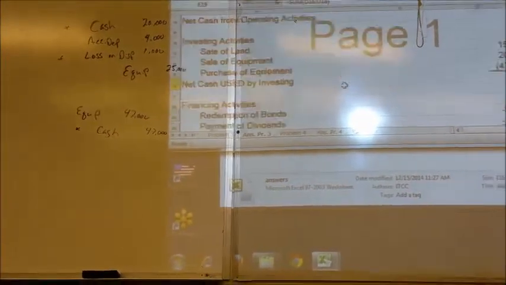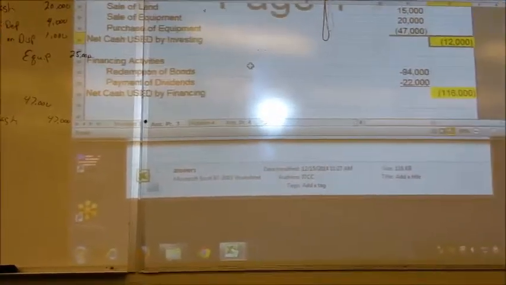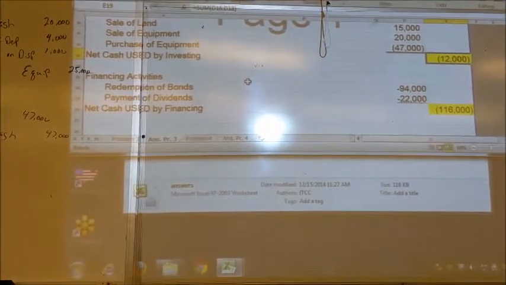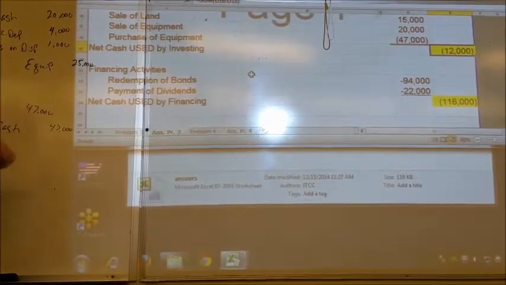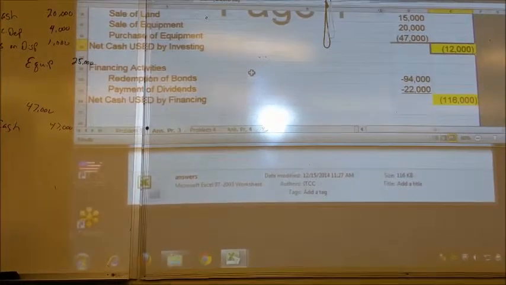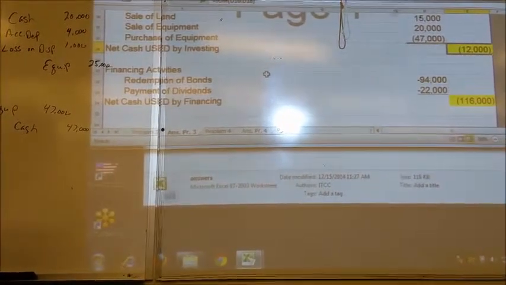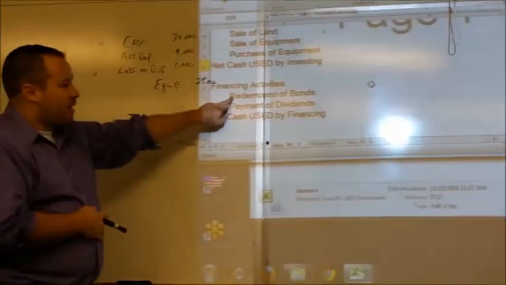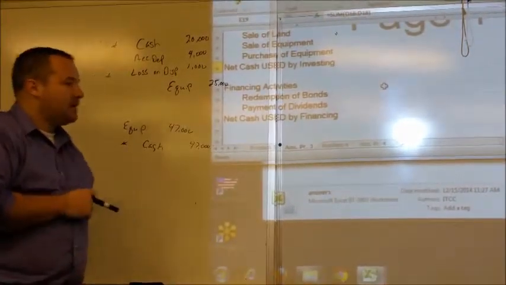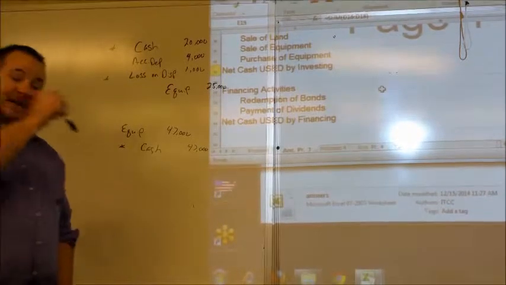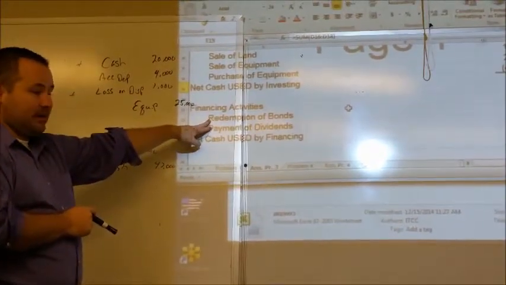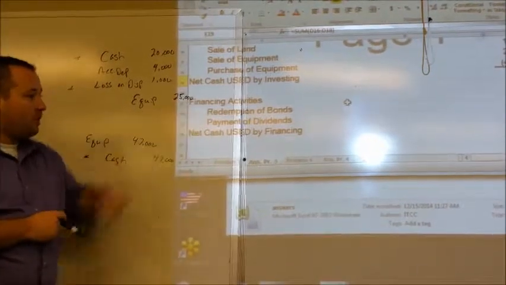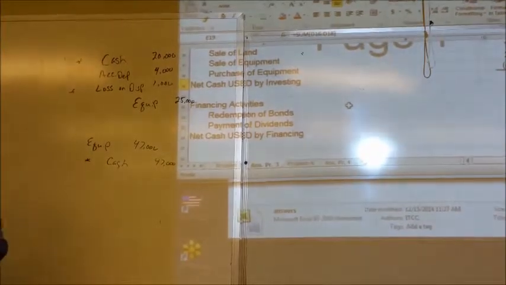The last thing, financing. I should have everything marked off on my balance sheet, all the current assets. All the long-term assets are marked off now. I've used them. The only thing left is the bonds amount. My bond amount went down. And if the bonds go down, that means I paid money. So I need to show that money was paid for those bonds.